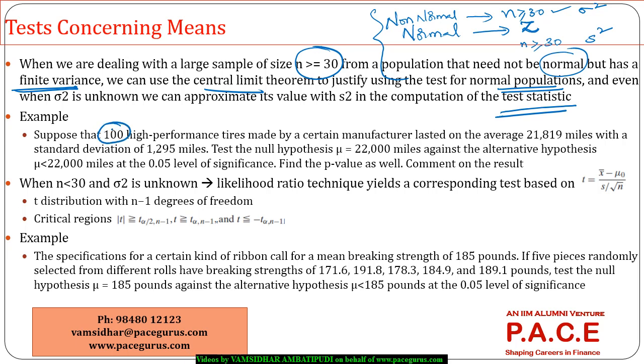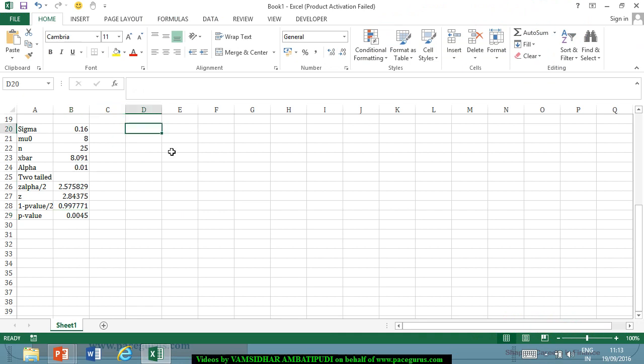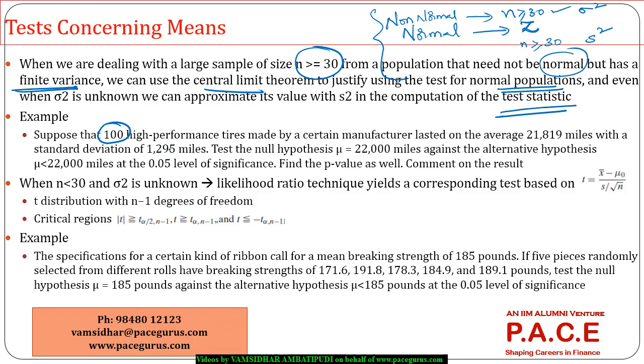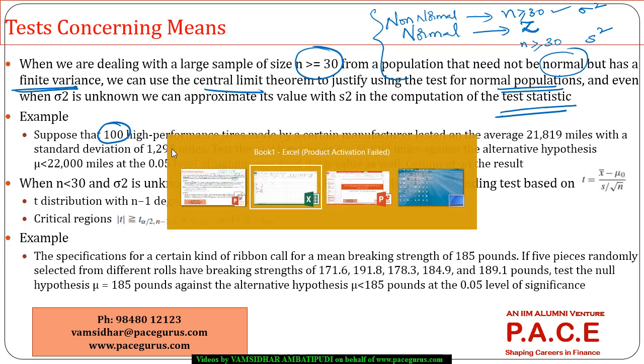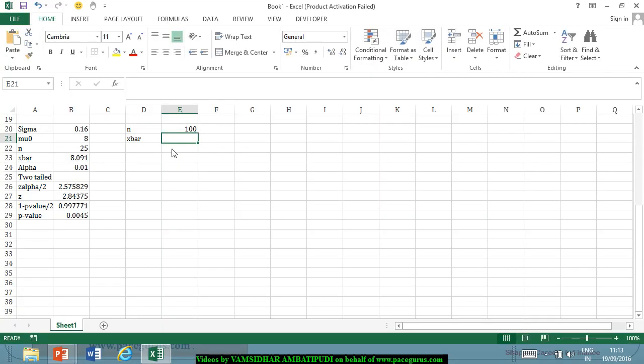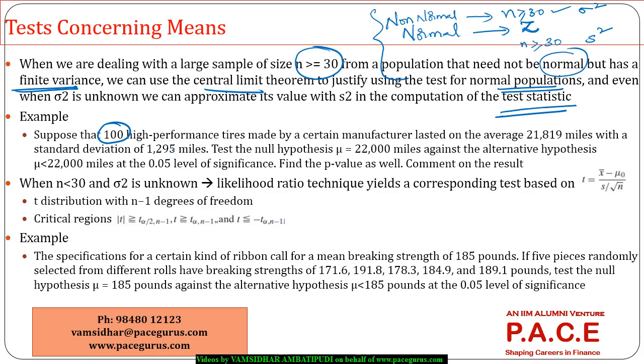Suppose that 100 high performance tires, so N is 100 here, made by a certain manufacturer lasted on an average 21,819 miles, right? So I'll have my X bar, 21,819 miles, with a standard deviation.